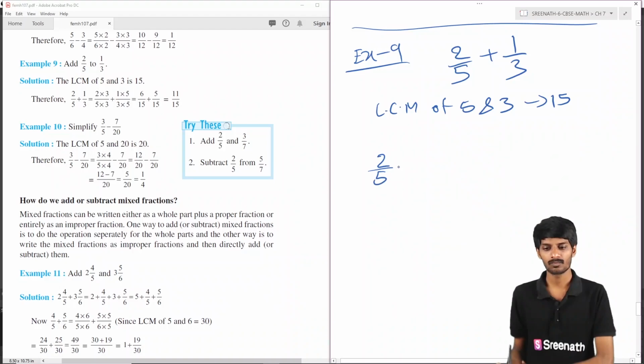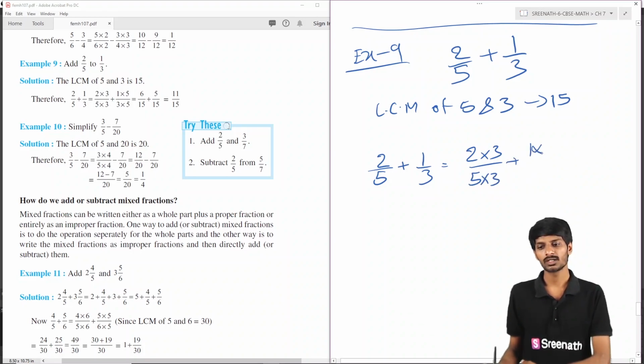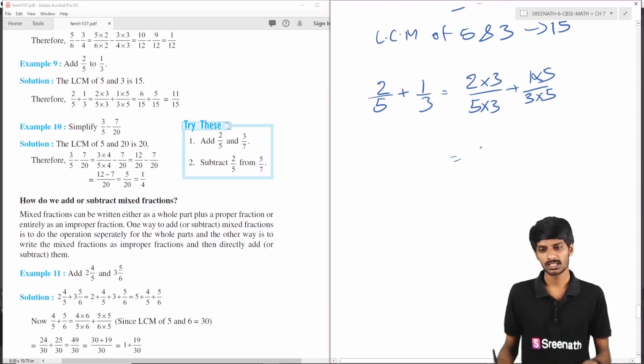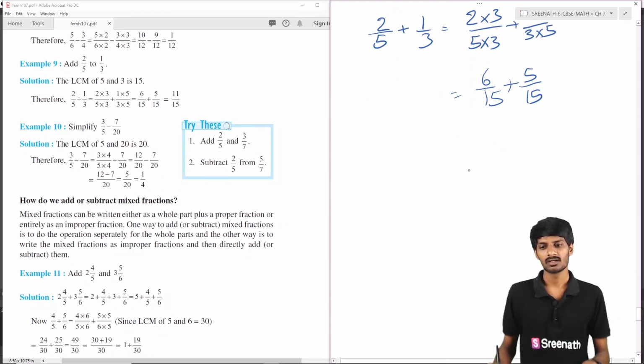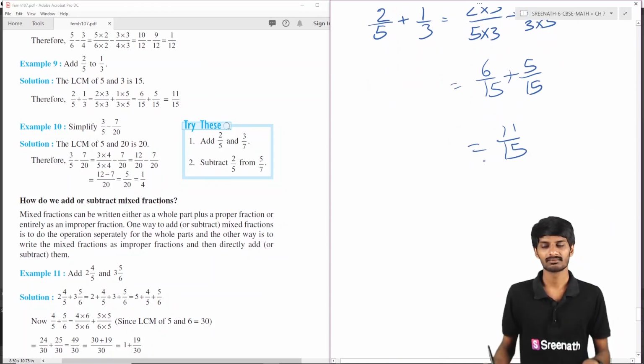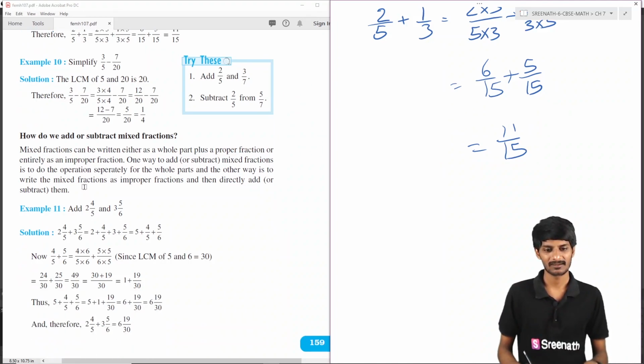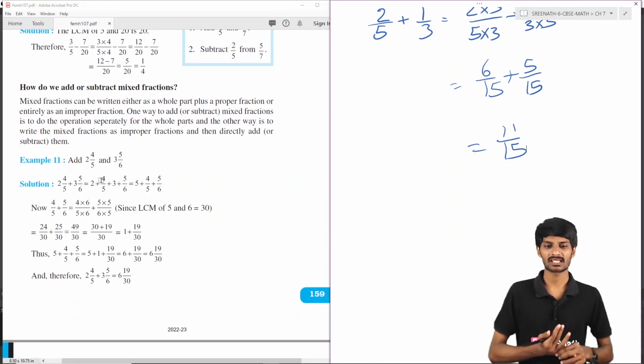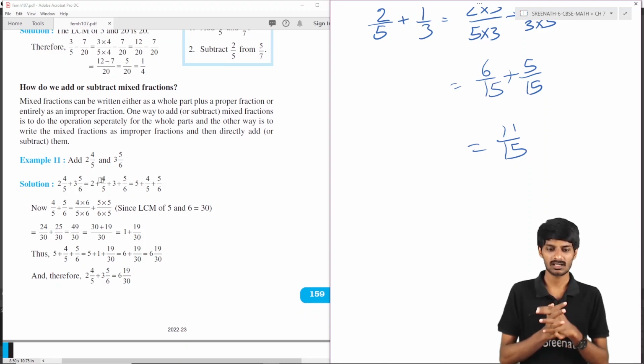So 2 by 5 plus 1 by 3. You have to multiply so that you get the least common multiple. That is 2 into 3 by 5 into 3 plus 1 into 5 by 3 into 5. So that is 6 by 15 plus 5 by 15. So that is simply 11 by 15. In this way, how to do this, students? Suppose mixed fractions are given, how will you do this task?